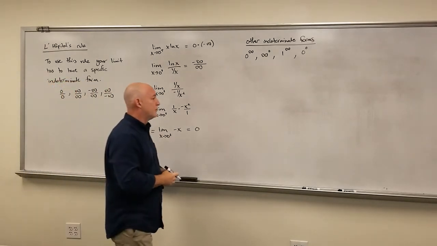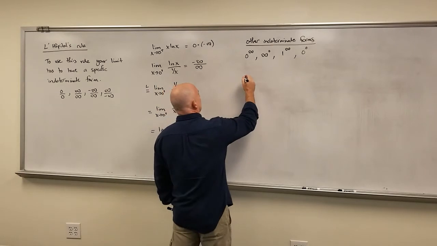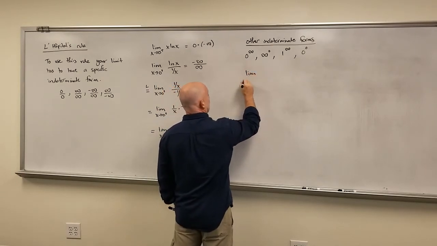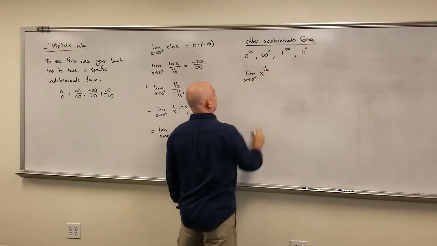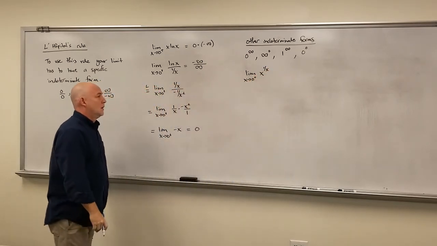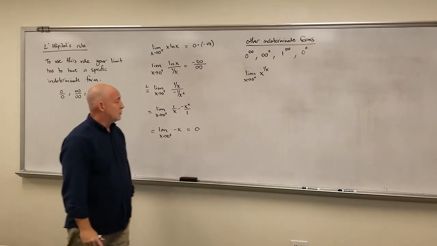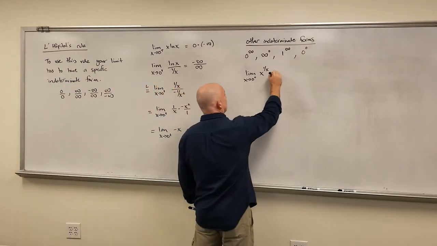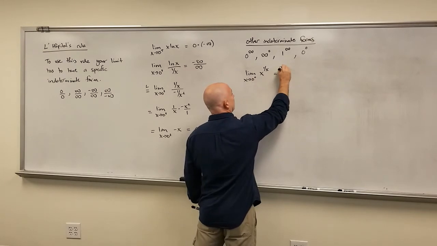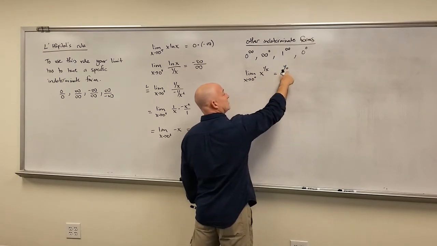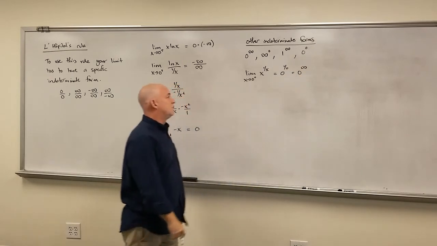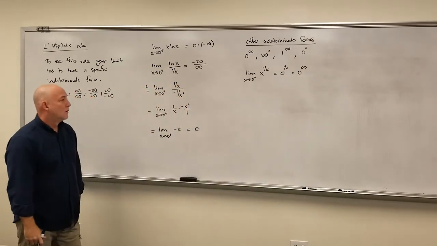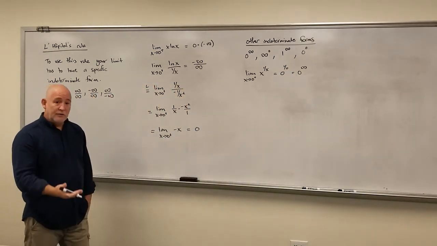So let's start out with something like, what if I said find the limit as x goes to 0 from above again of x to the 1 over x. Now, if we try direct substitution, this is going to be 0 to the 1 over 0. Now, remember, we're heading towards 0, so it's really not 1 over 0. So this is 0 to the infinity power. All right, so this is one of our other indeterminate forms.